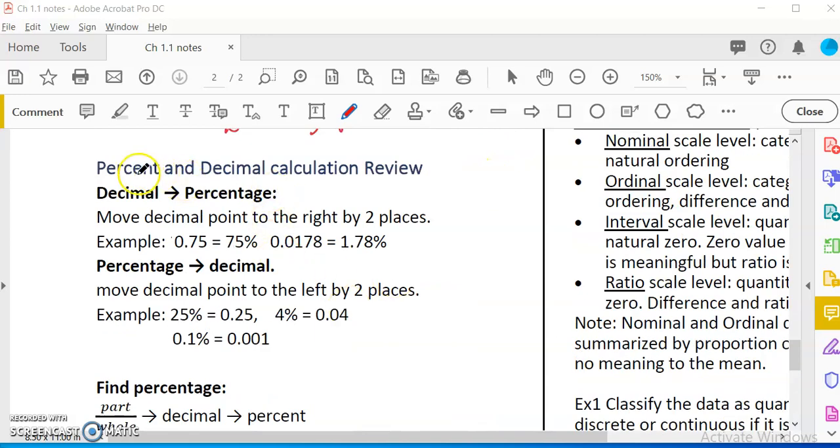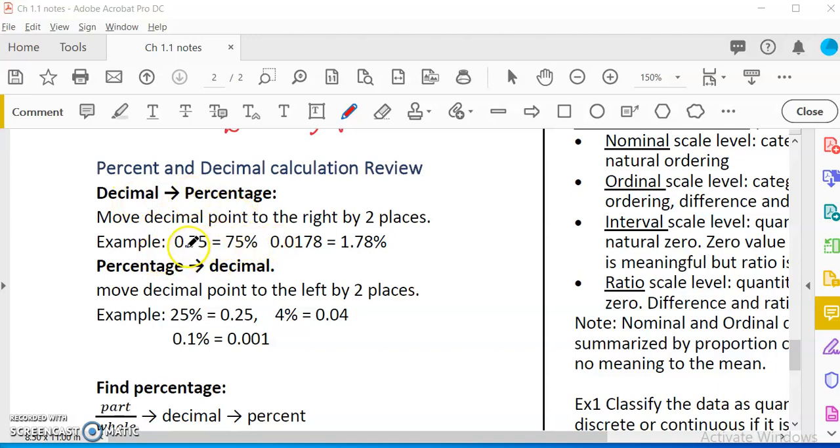So first, some percent and decimal calculation. Why are we doing that? Because when we collect data that describe a category or characteristics, sometimes we want to find out what percentage belongs to that category, like what percentage of students are male, female, what percentage of students live in a certain city, etc. So when we are counting how many belong to some category, we would like to use percentage to represent them. So first is how to convert between decimal and percentage.